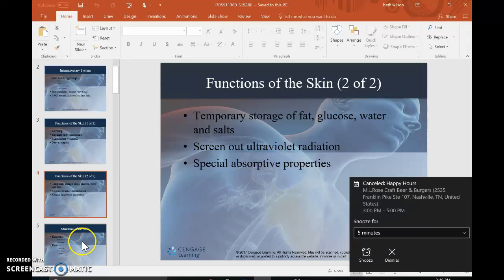All right, so moving on. Those are all the functions. So we have seven functions: the covering, regulation of body temperature, manufacturing of vitamin D, nerve impulses, or nerve endings, temporary storage, reducing of radiation from the sunlight, and then absorption properties, where it absorbs substances.